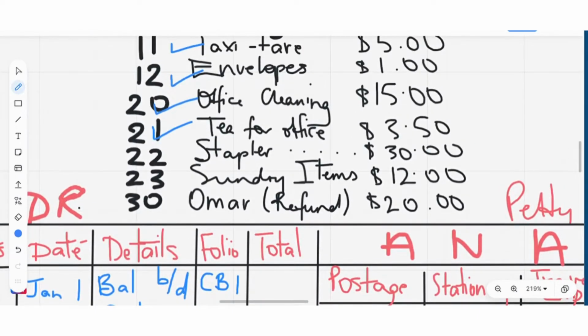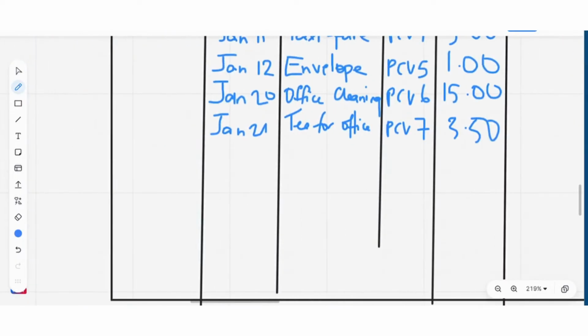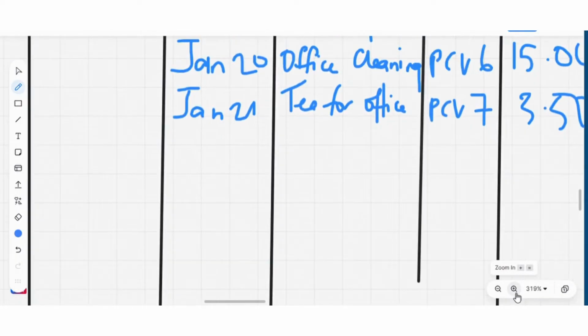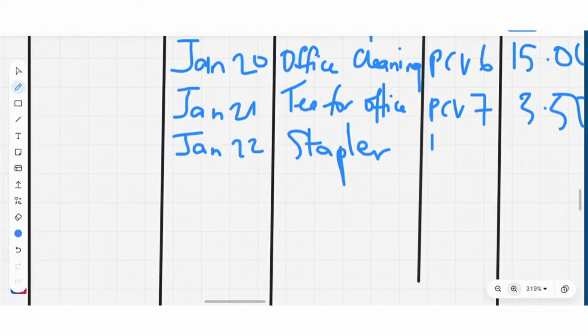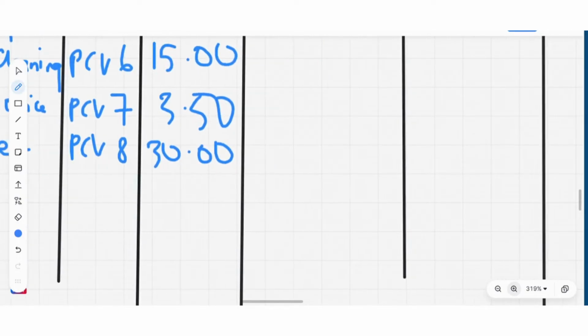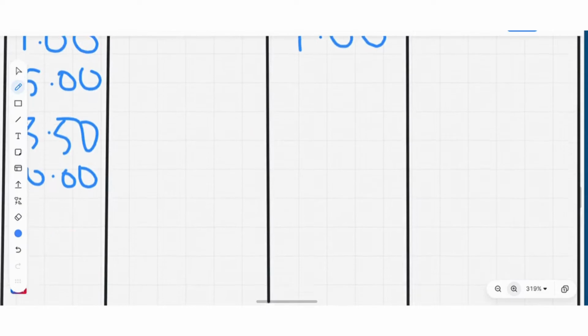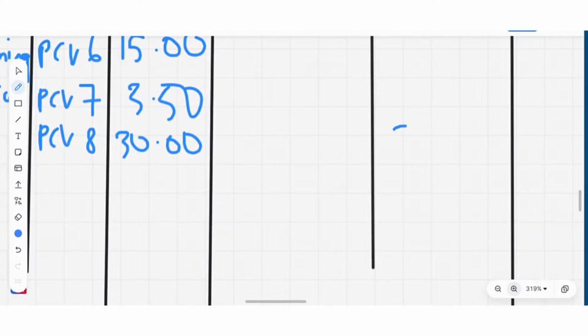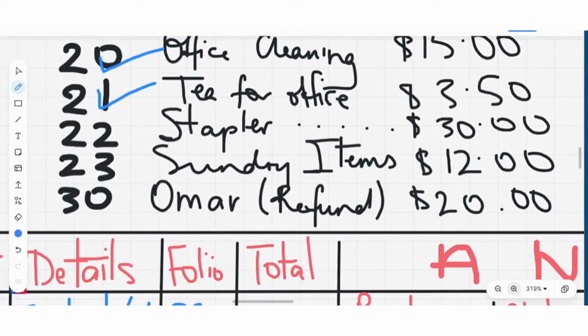So the 22nd of January, stapler costing $30. So January 22nd, stapler, petty cash voucher number 8, right, for $30. And the analysis column for this, you'll put it under stationery. Stationery is the second column here. I try to put everything in line, $30. You just tick off as you go so you don't miss out anything.